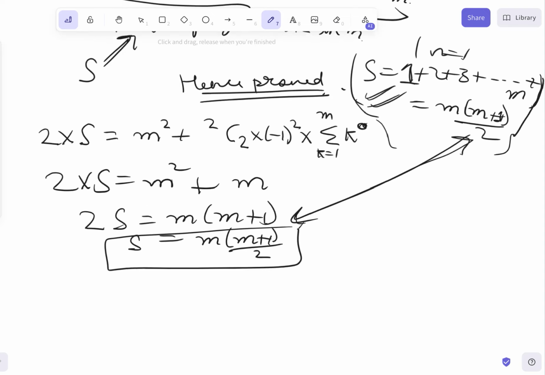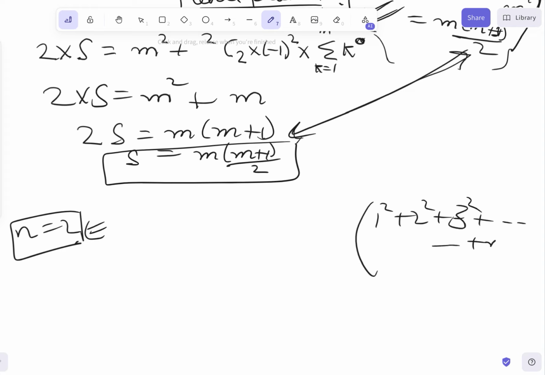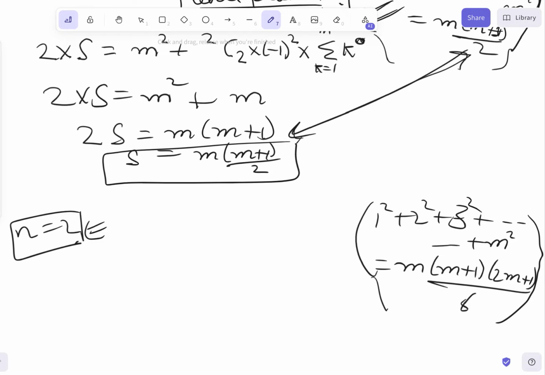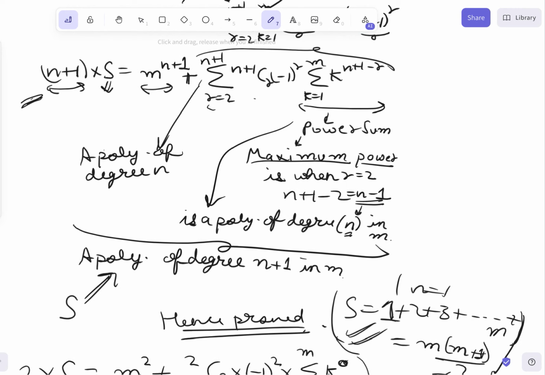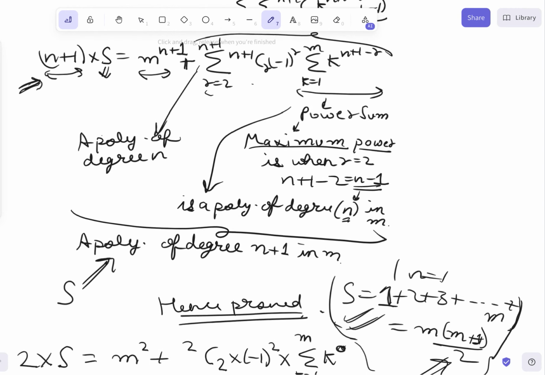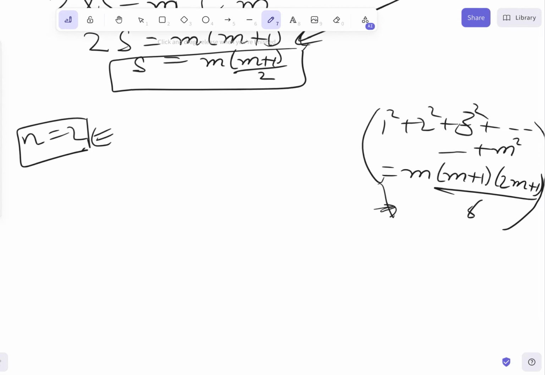So as a fun exercise, you can try to find the formula for n equals 2 using the same formula. I can tell you, we already know that this sum comes out to be m into m plus 1 into 2m plus 1 divided by 6. What you can do is try to apply this formula, find the formula for n equals 2, and try to match whether it comes out to be this.